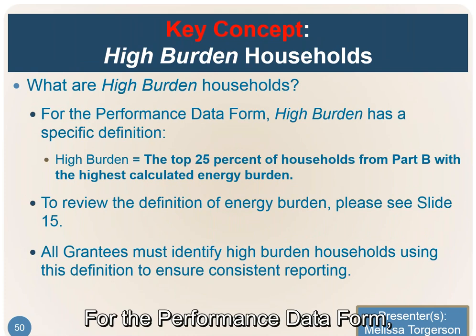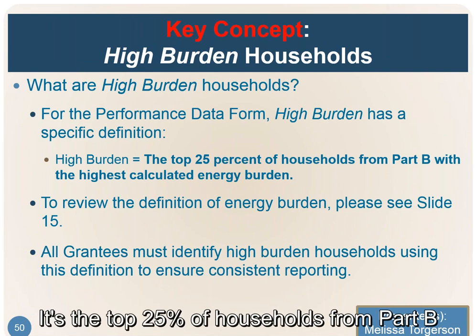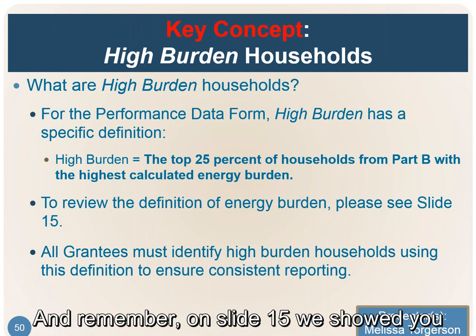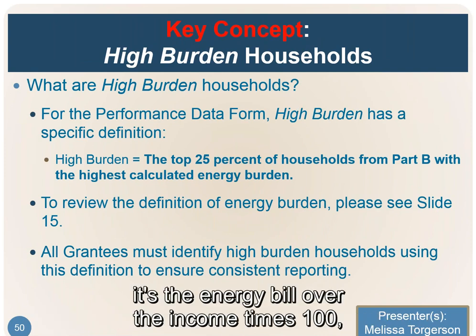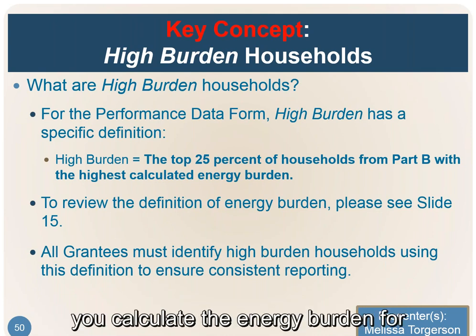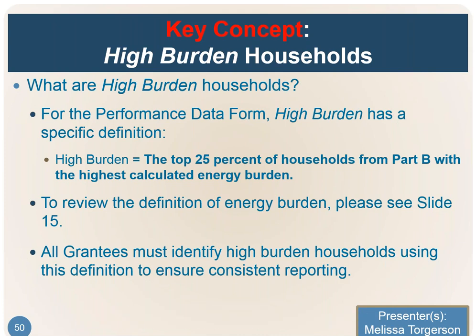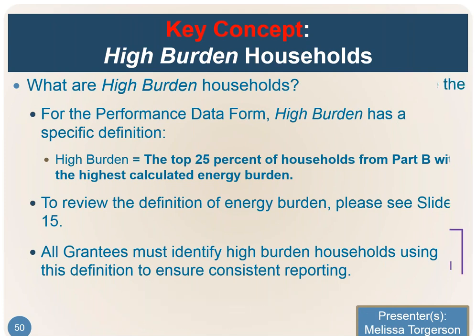For the performance data form, high burden has a specific definition. It's the top 25% of households from Part B with the highest calculated energy burden. And remember, on slide 15, we showed you what energy burden is. It's the energy bill over the income times 100. If you use that calculation to calculate the energy burden for all of the households in your form, we will be able to ensure consistent reporting across all grantees.